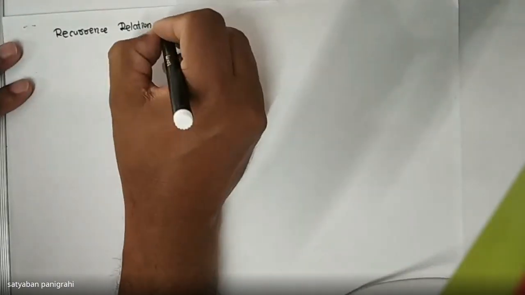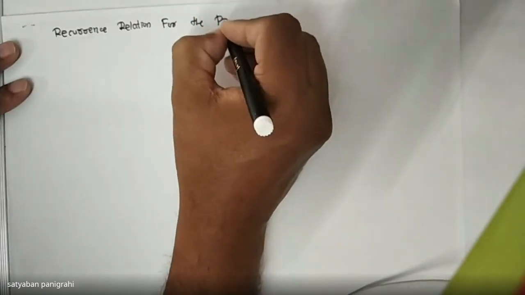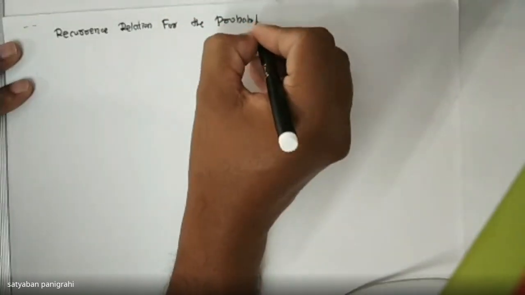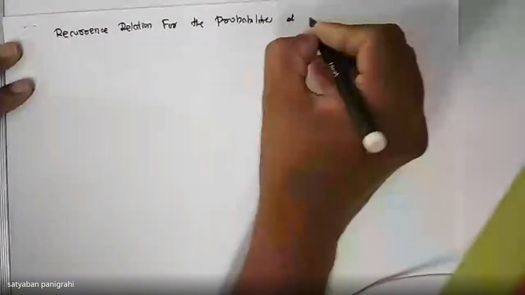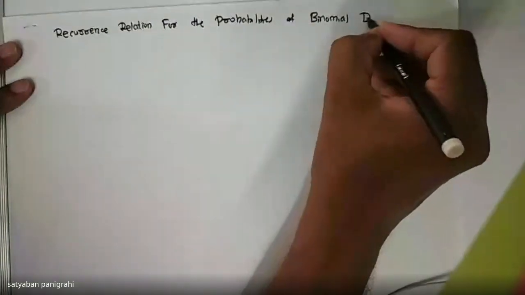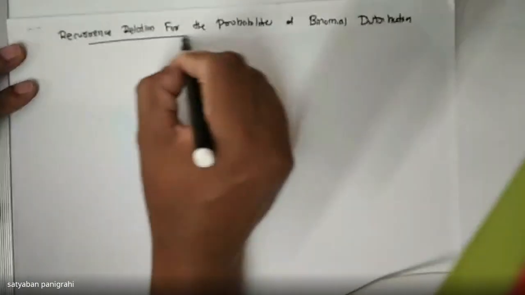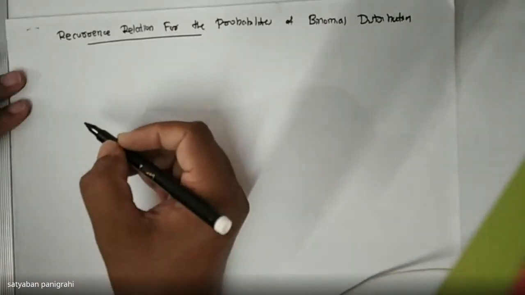Okay, a recurrence relation for the probabilities of binomial distribution. What do we have to do? We have to find a recurrence relation.